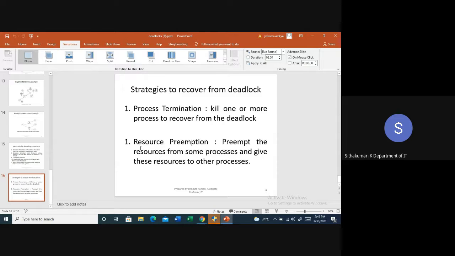Similarly, whenever you terminate a process, where does it go? Here you can have either a complete rollback or a rollback to some safe point. At each and every stage, you need to maintain the safe points, so that whenever any deadlock occurs, you can reach the safe point.